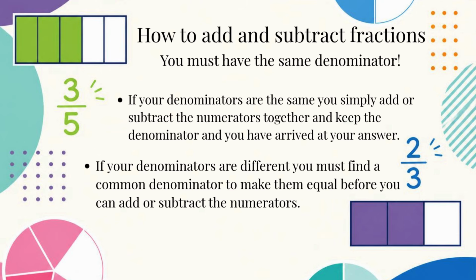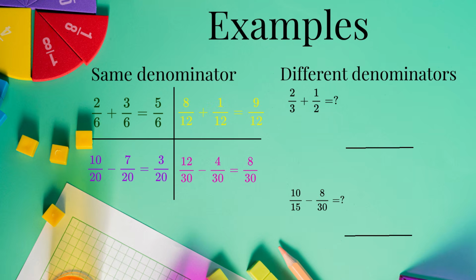If your denominators are different, you must find a common denominator to make them equal before you can add or subtract the numerators. Let's look at some examples. Here are some examples with fractions with the same denominator and different denominators.